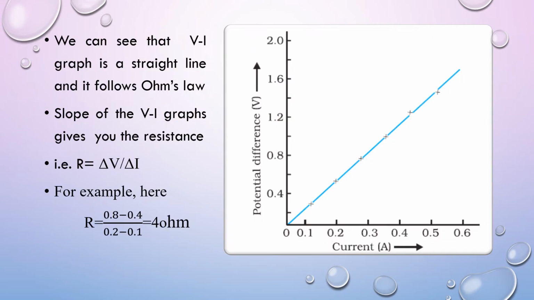Now, you can see in the graph, that is the VI graph, it follows a straight line. This is because it follows Ohm's law. The slope of the VI graph gives you resistance. That is, if you need to find R, you can take delta V divided by delta I. For example, R = (0.8 − 0.4), that is your corresponding delta V, divided by (0.2 − 0.1), which is your corresponding delta I. This gives you the resistance as 4 ohm.